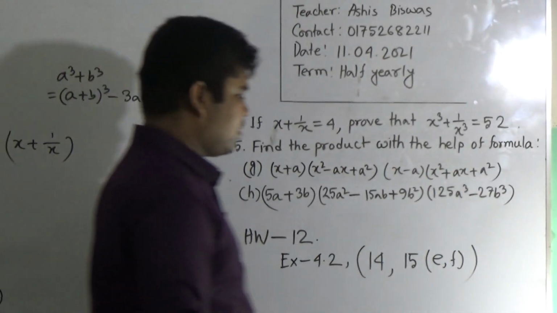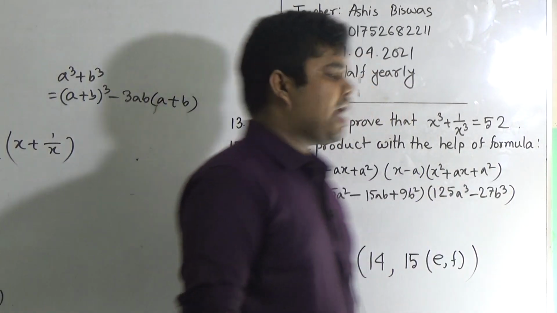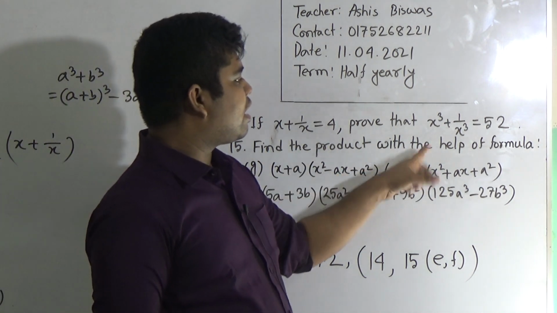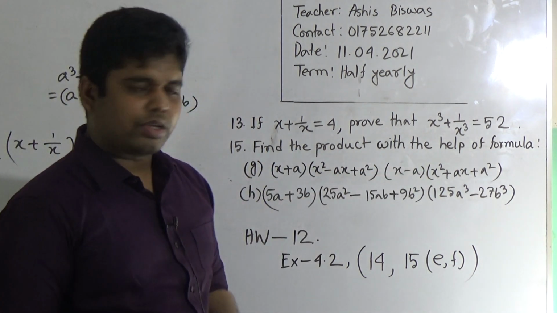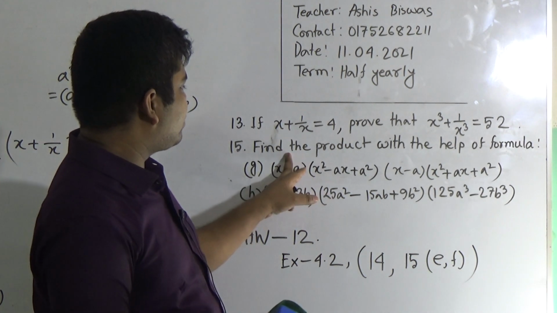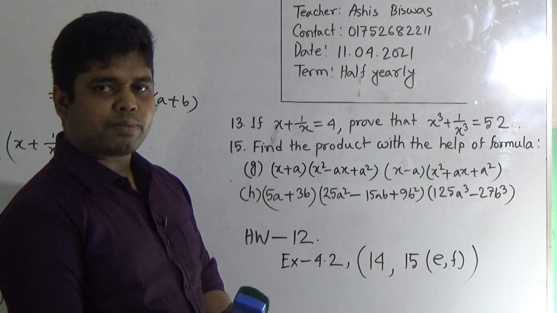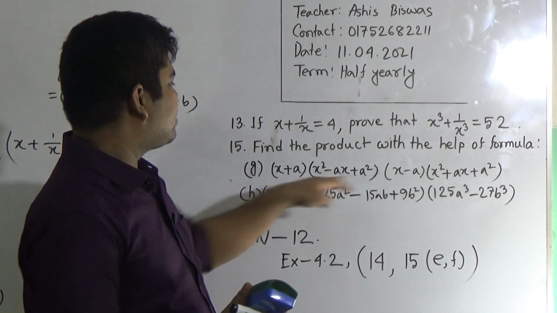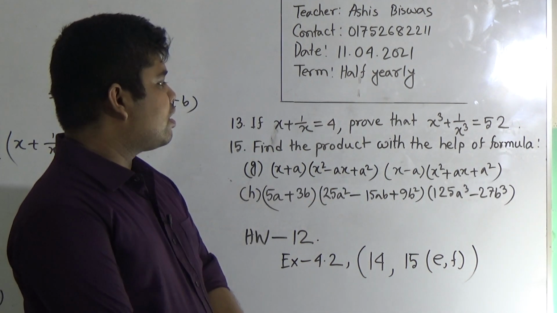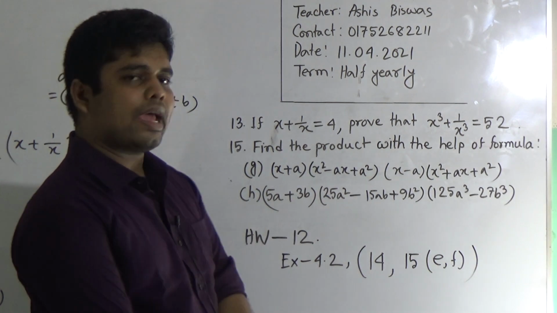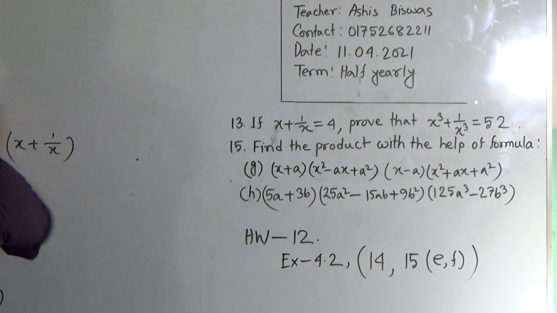Now we shall solve question number 15. At first we read the question. Find the product with the help of formula. That means we need to find the product with the help of formula. That means we can't multiply the expression directly. Using formula we shall solve these two maths, question G and H.